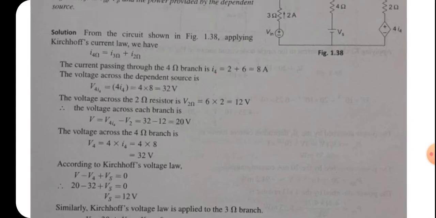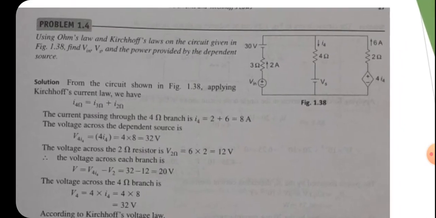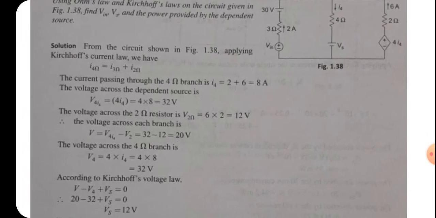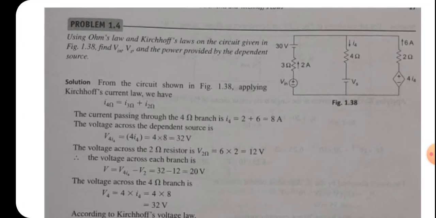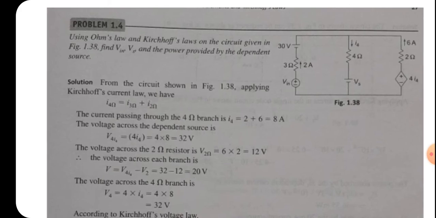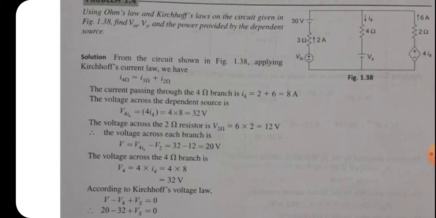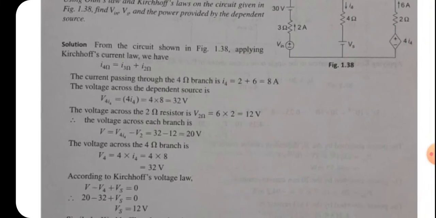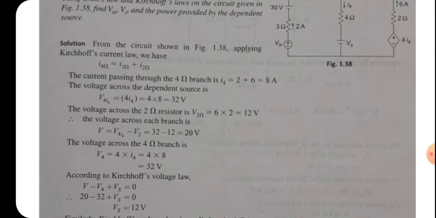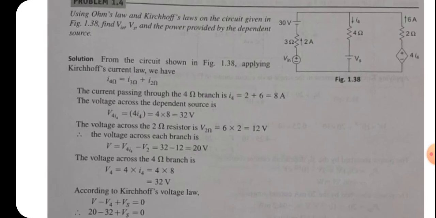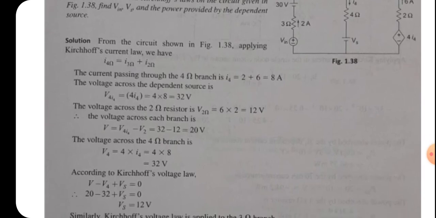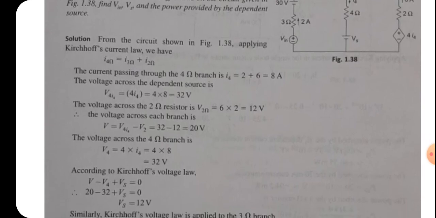So by applying Kirchhoff's law to the loop containing the 4 ohm and 2 ohm resistor, we can easily write the equation as: capital V, that is the voltage across the branch containing the 2 ohm, that branch voltage V, minus V4 plus Vs equal to 0.